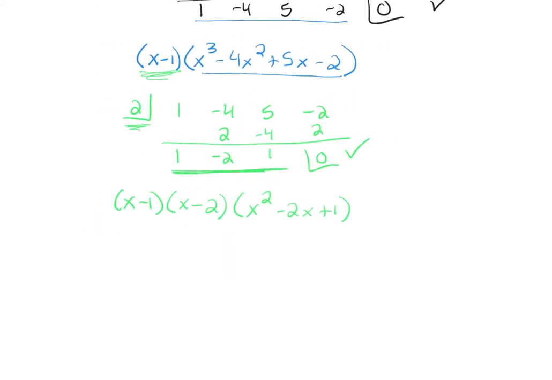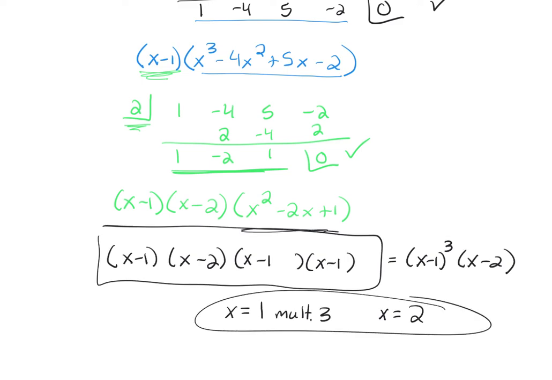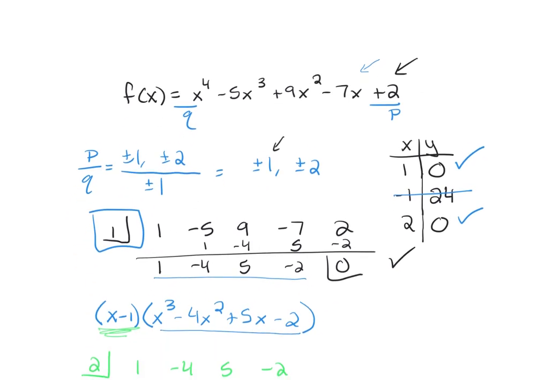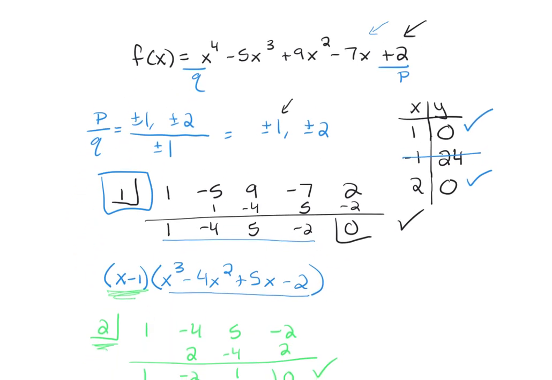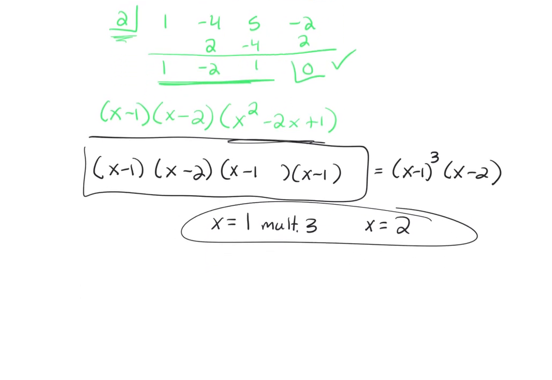Now I know how to factor this. So the original x minus 1, x minus 2, and then factoring that, that is x minus 1, x minus 1. So this could be the final factored form, or you could also change it to x minus 1 cubed times x minus 2, which means its zeros are x equals 1 with a multiplicity of 3 and x equals 2. So to recap, I found all the possible zeros. I plugged them into my XY table, found one, divided, found another, divided, and kept breaking it down until it was fully factored and solved.